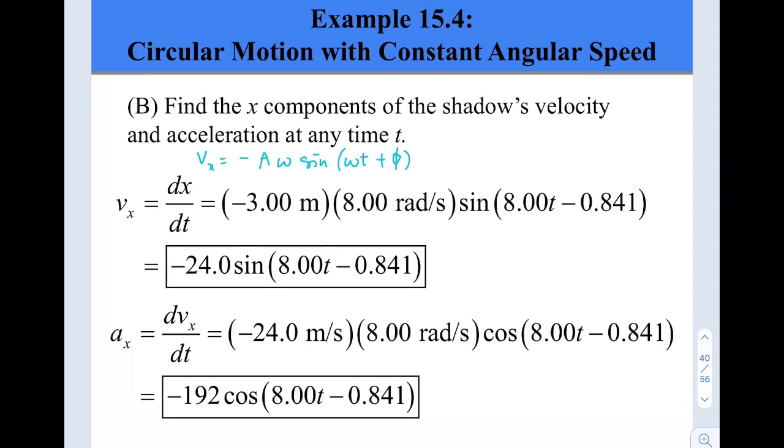And for a, your original equation is actually ax equivalent to negative omega squared A cos omega t plus phi. Alright, then you will have this as your final answer.